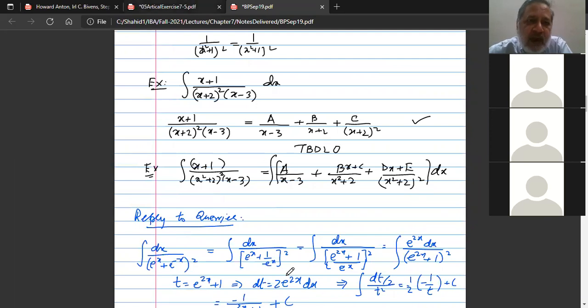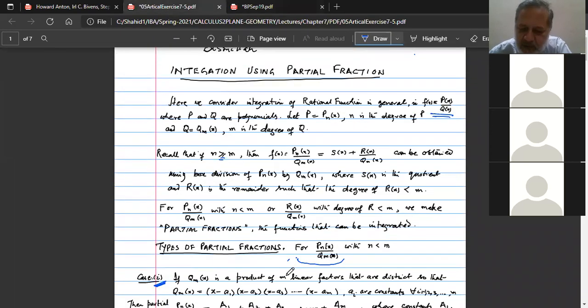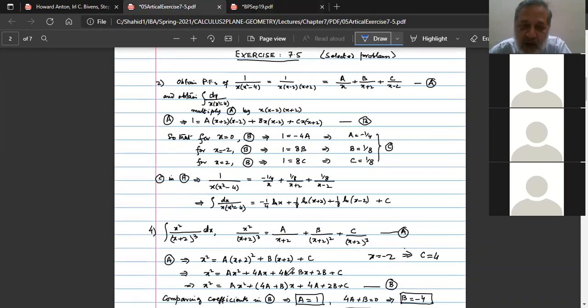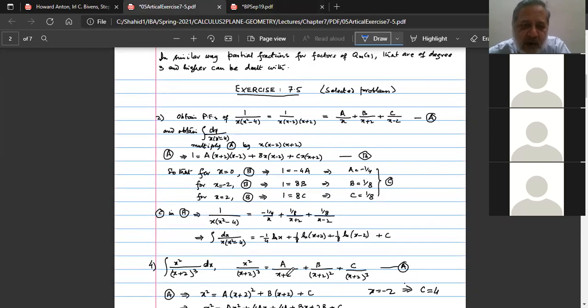Okay, coming back to exercise 7.5. So here I start considering obtaining the partial fractions of this. Now x square minus 4 can be factorized. So the linear factors are x into x minus 2 into x plus 2.